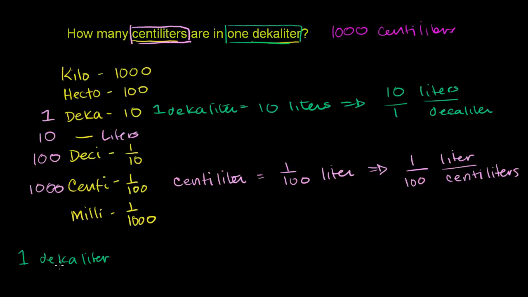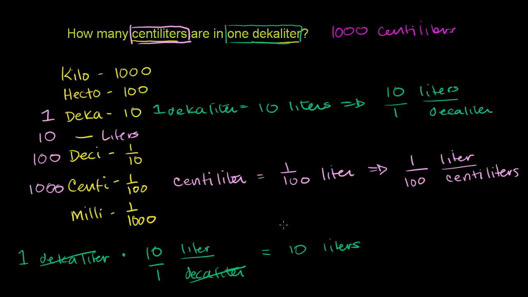But let's do it the dimensional analysis way. We're starting with 1 decaliter. We want to convert it to liters. So if you're converting it to liters, you want the decaliter in the denominator, and you want liters in the numerator. Now, how many liters are in 1 decaliter? Well, 10 liters is equal to 1 decaliter. So 1 decaliter is equal to, these cancel out, 1 times 10 is 10 liters.